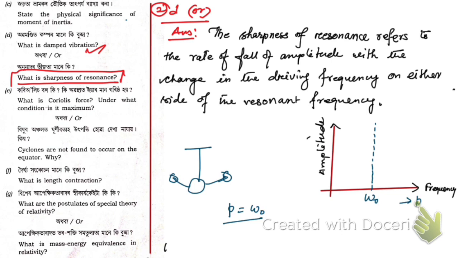If the damping is very small, then you get the resonant frequency nearly equal to omega naught, not exactly. Okay, so you get such a kind of graph. So this is for small damping. You get maximum amplitude when P is almost equal to omega naught, for small damping.